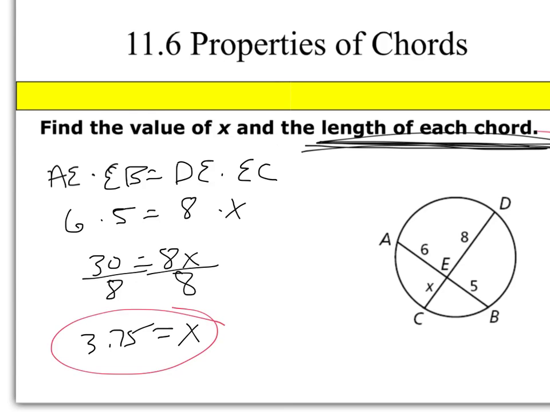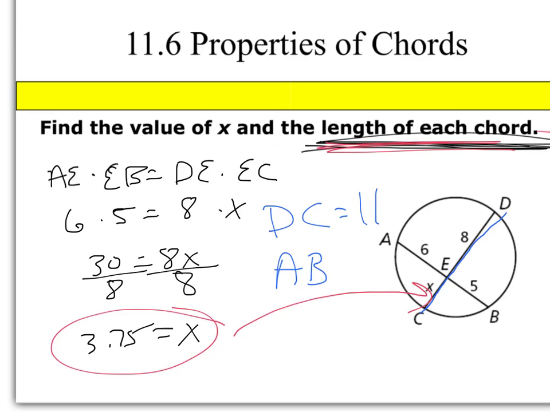Am I done? No, because yes, I am done finding x, but I'm not done with my problem. I need to answer both questions. The lengths of each chord. What are the chords? DC is one. AB is the other. Solve for DC. Well, DC is 8 plus x, which is 3.75. So 8 plus 3.75 is equal to 11.75. AB is equal to 6 plus 5, which is 11. And we're done with this problem.